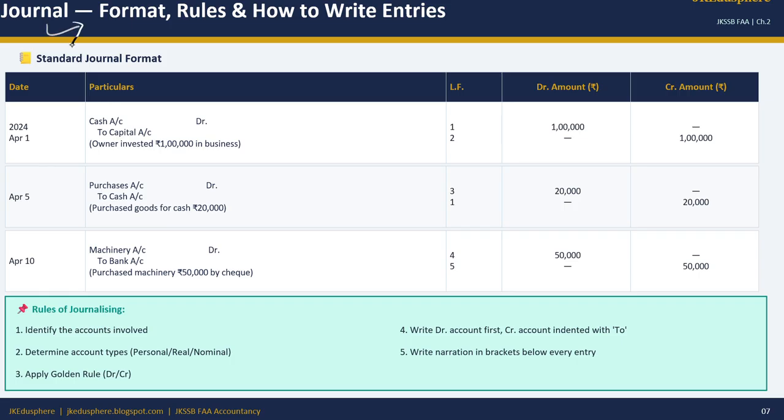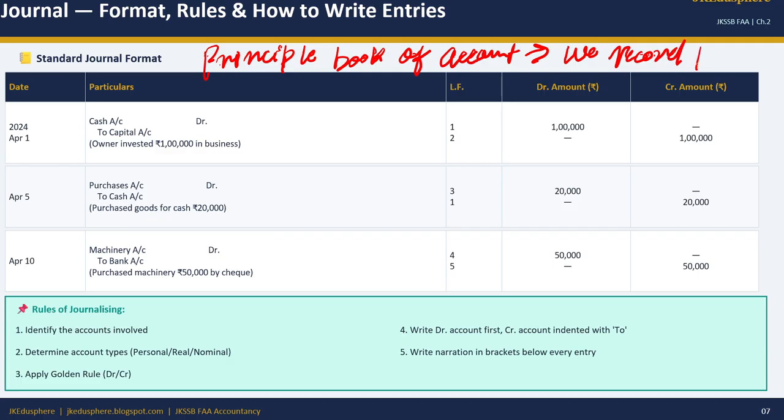So next part is the journal, right? And the format and the rule of how it is written. All right, we will see the journal. Journal is the principal book of account. This we need to remember. Why? Because we record transactions first in it. So this is the principal book of account.